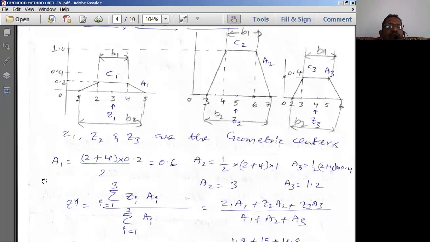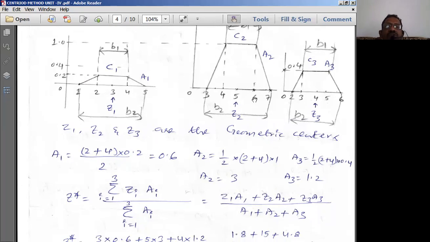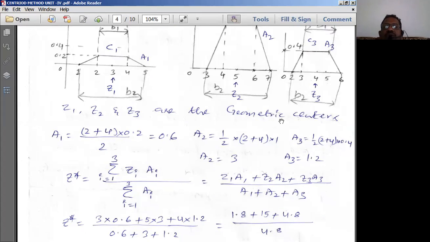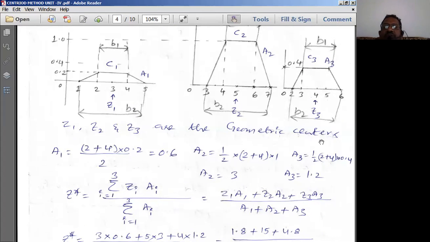So A1, how do we find A1 here? A1 is equal to half into B1 plus B2 into height. What is B1? This is B1, which I can get simply by 4 minus 2, that is 2. So 2 plus, what is B2? This is 5 minus 1, 4. So 2 plus 4 by 2 into, what is the height here? Height is 0.2. So we get 0.6. Similarly, A2 is half into B1. B1 is 6 minus 4, 2, plus 7 minus 3, 4, into 1. Then the next one, A3, is equal to half into B1. What is B1?